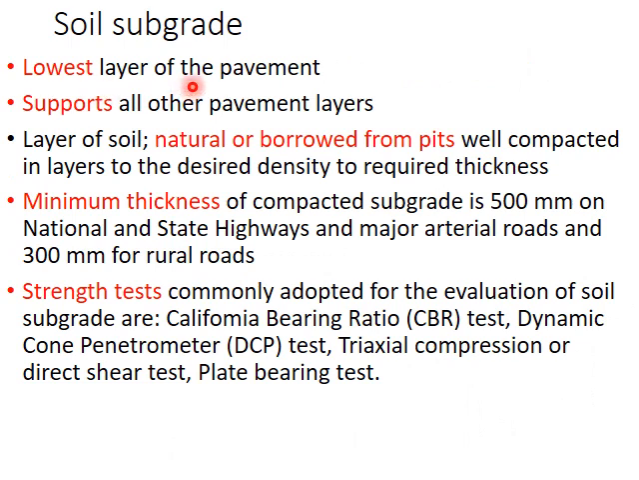So let's see about the soil subgrade, which is the lowest layer of the pavement. It supports all the other layers, and it contains soil which is naturally present at the site or borrowed from other sites. The minimum thickness is 500 mm for national and state highways and 300 mm for rural roads. The strength tests for subgrade soil commonly conducted are the CBR test, dynamic cone penetrometer test, triaxial compression test or direct shear test, and plate bearing test.